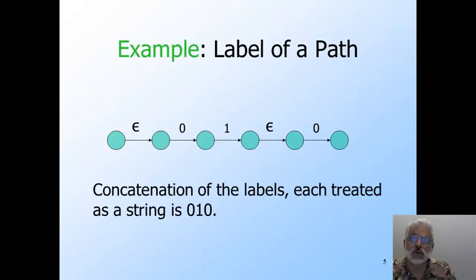Here's a pretty picture of a path in an epsilon NFA. It doesn't matter whether the states are distinct or if some repeat along the path. You just concatenate the labels. Epsilon, the string 0, the string 1, string epsilon again, string 0. The concatenation of these 5 strings then is the string 0, 1, 0.